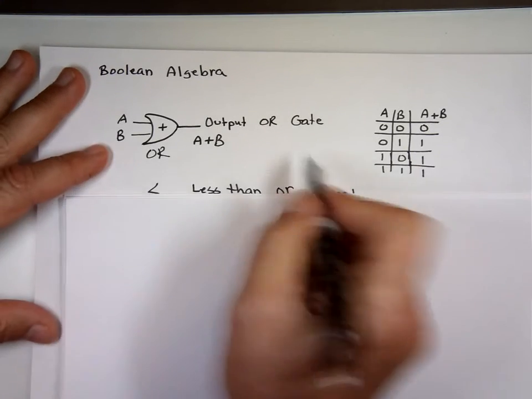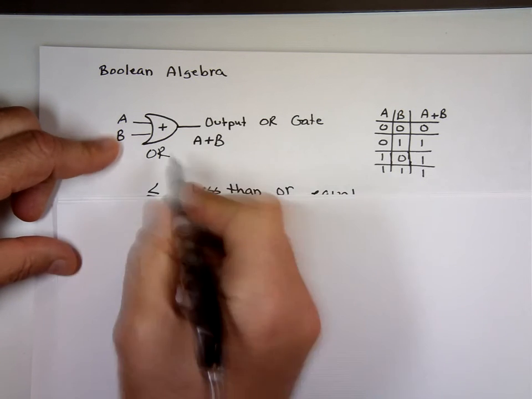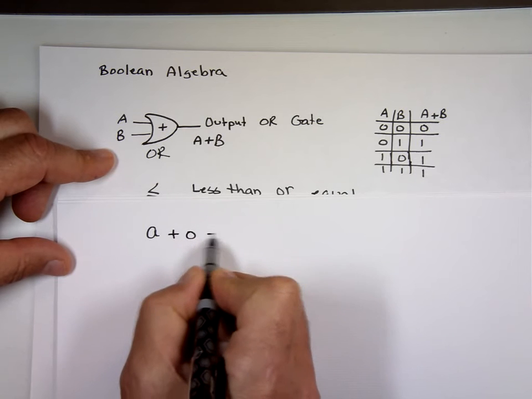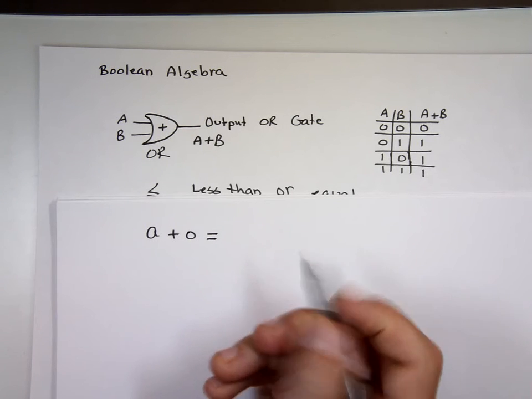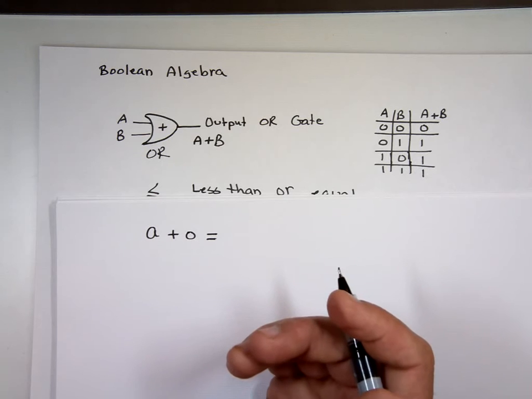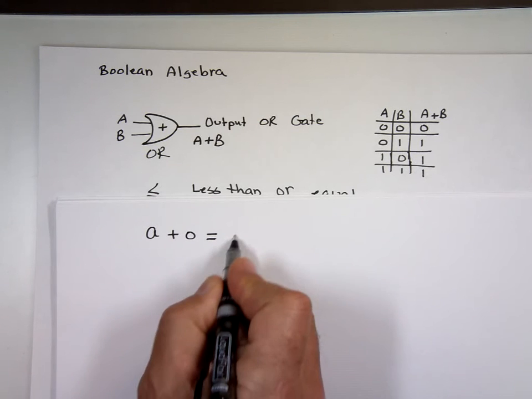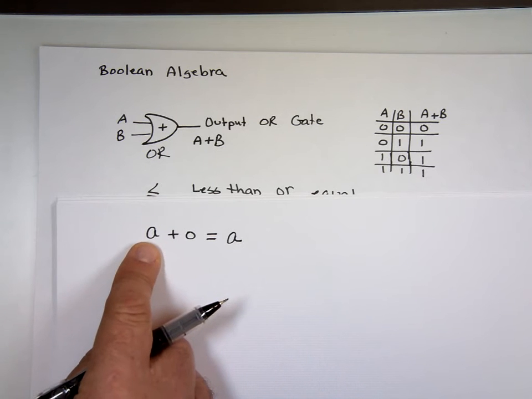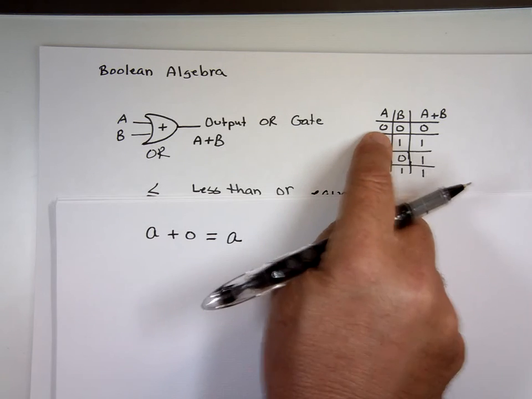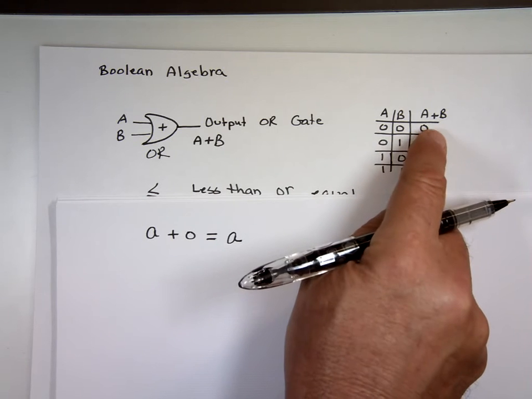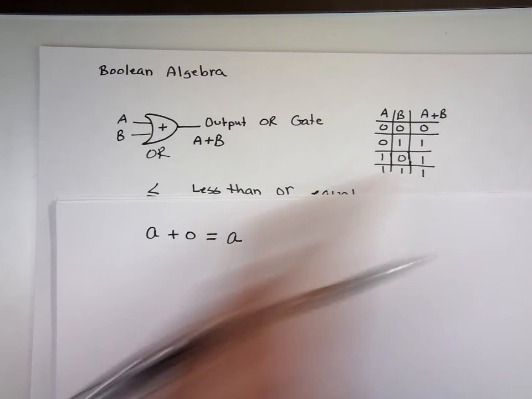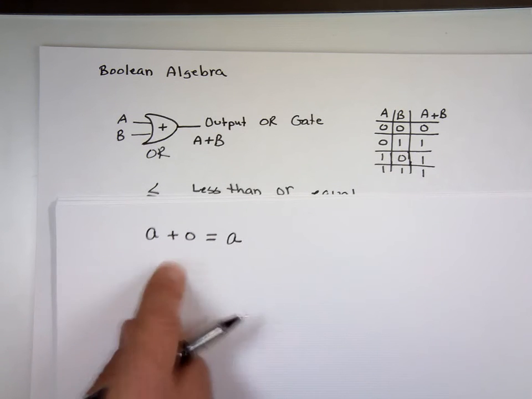So this is Boolean algebra now. I'm going to be writing, for example, if you look at the OR gate, if I write A plus 0, what's the answer? In math, what's the answer to that if it's just pure math? A. Well, in Boolean algebra, it's still A. Why? Because it depends on what A is. If A is 0, what is 0 or 0? It gives you 0. If A is 1, what's 1 or 0? It gives you a 1. So this is still true here for Boolean algebra.